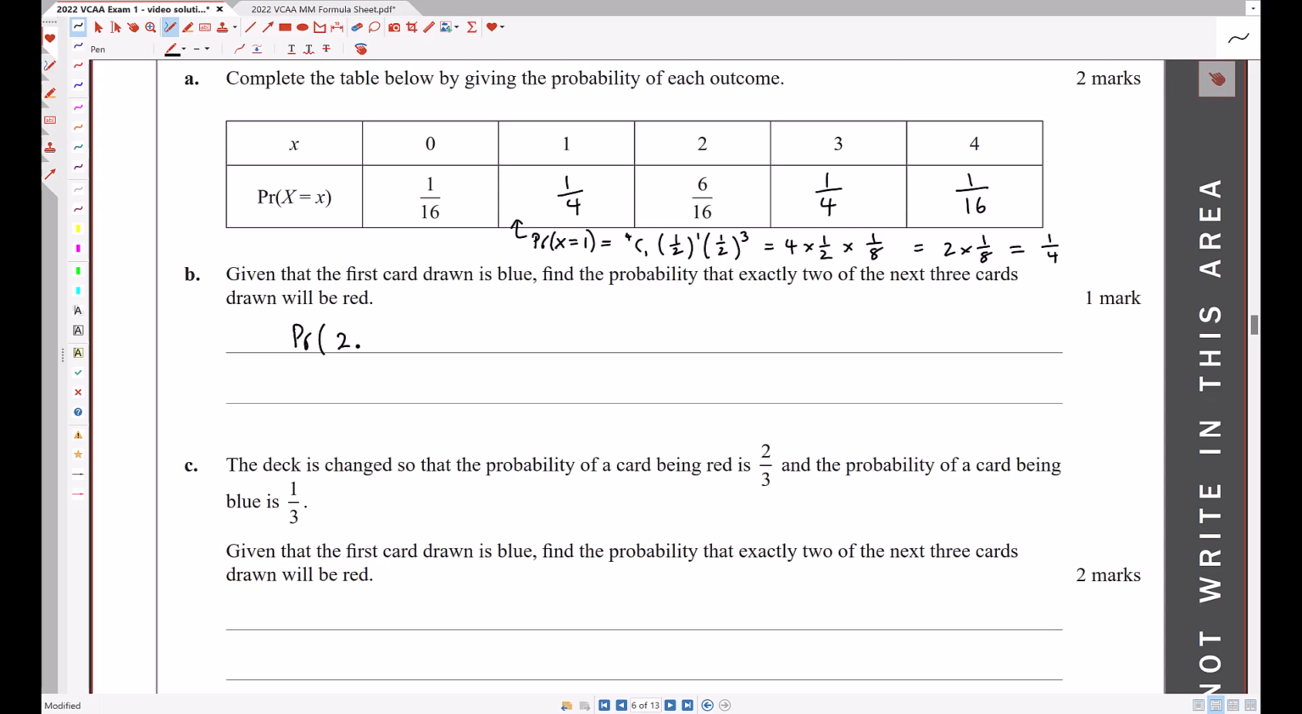So probability of 2 red given that the first card is blue. It's just a 1 mark question, so I'd have drawn a rough tree diagram here, or recognised, as I said, that this is 3 choose 2, half to the power of 2, half to the power of 1, which is going to get you to the 3/8.